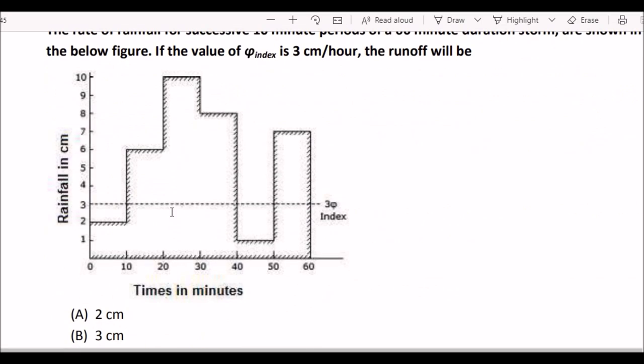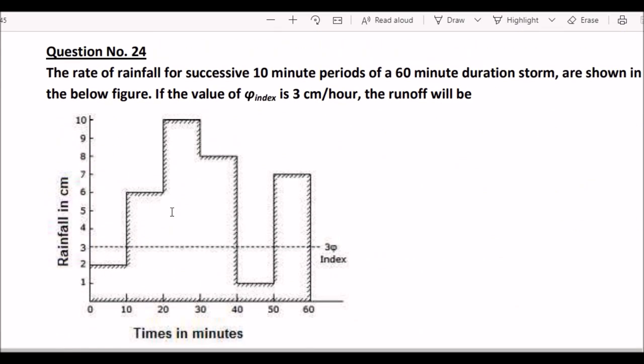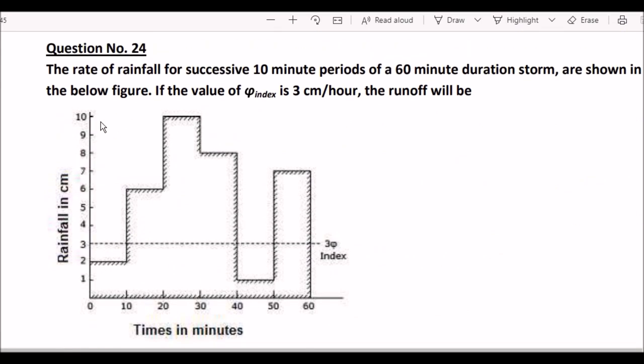Okay, next question. The rate of rainfall of successive 10 minute periods of a 60-minute duration storm are shown in the below figure. This is the figure, guys. If the value of phi index is 3 cm per hour, the runoff will be, according to this figure.